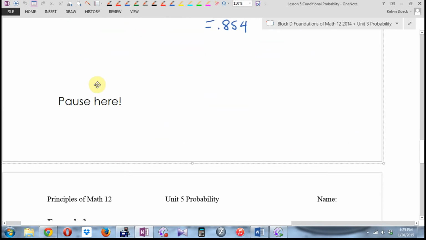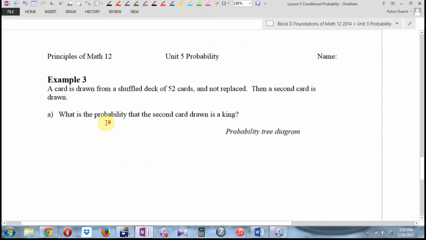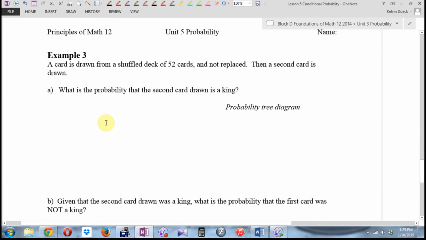Let's try another one. So here's where we said pause here. Card question from our big notes. Turning the page. It says this: a card is drawn from a shuffled deck of 52 cards and not replaced. Then a second card is drawn. How many cards are we picking? Tree. A asks, what's the probability that the second card drawn is a king?